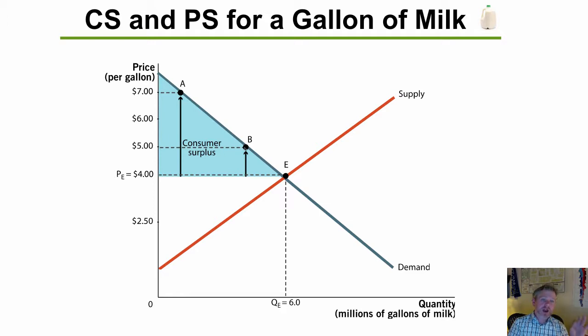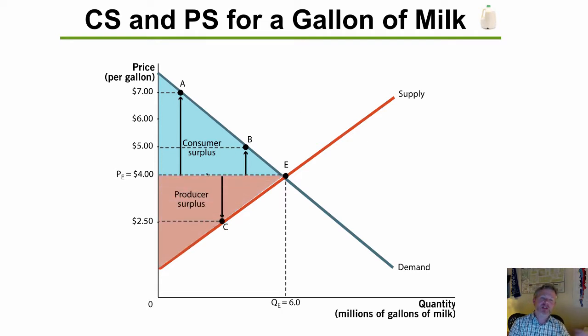This person here at B would be willing to pay $5, but they only have to pay $4, so they get consumer surplus. All these people, all the way down, all these units are sold until we get to where the willingness to pay equals the equilibrium price. All right. What about for producer surplus?